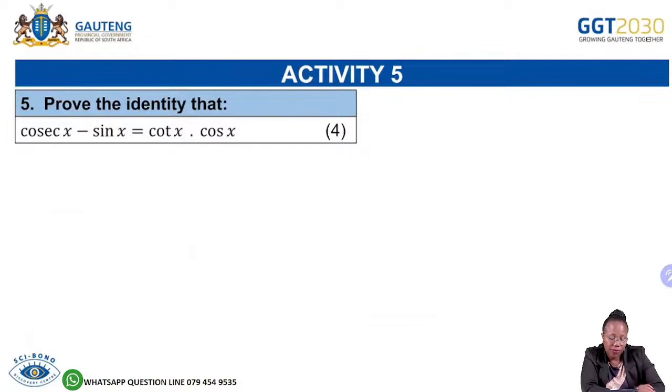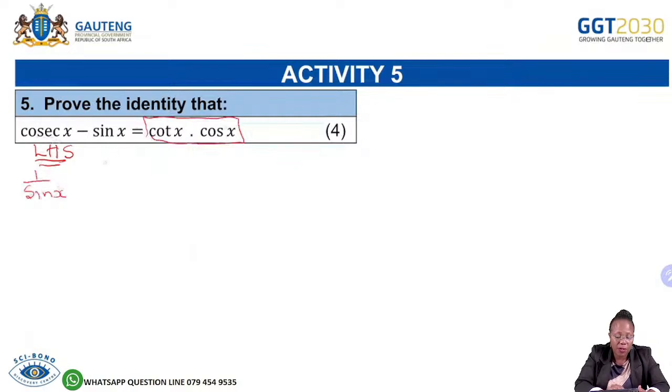Okay, grade 12, this is 4 marks. Let's see now. Remember, you work with only one side. You cannot take both. Even though in some cases both sides can work for you, I'll show you with this one now. So if you decide to take the left hand side, that means you must get the answer like that eventually. And then we have a cosec there. That means you'll write this in terms of its reciprocal, that is 1 over sine x.